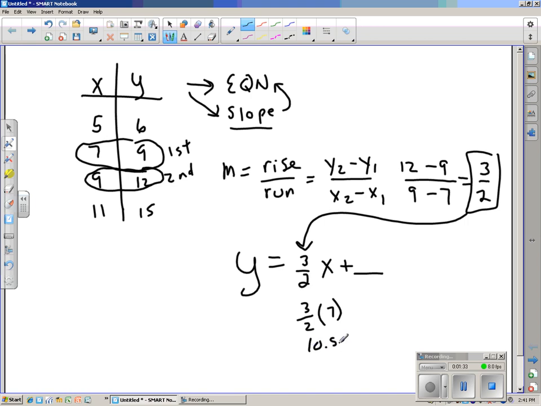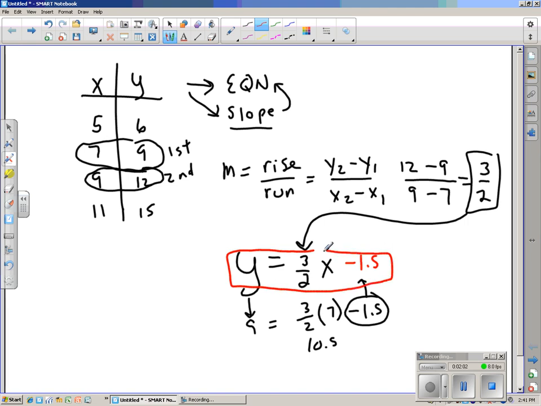What do I have to add to 10.5 or subtract from 10.5? So the y is going to be a 9. Minus 1 and a half. So that is now going to be that part of the equation. Couldn't it also be x minus 1? So it's 3 halves x minus 1.5, or minus 3 halves. So you have just gone from the table to the equation.